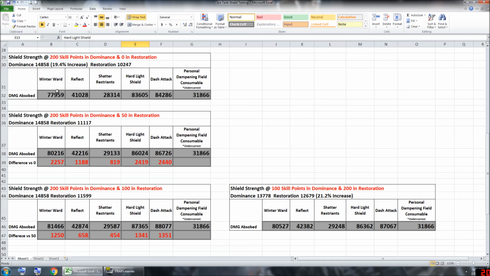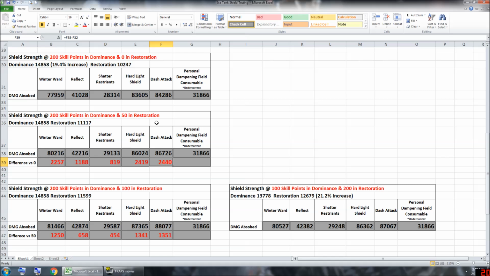So 200 skill points in Dom, 0 in Resto. So basically, almost maxing Dom, putting nothing in Resto. 77, 41, 28, 83, 84. So if I add 50 skill points in Resto, basically I get an extra 2,200, 1,100, only 800, 2,400, and basically 2,400 again. So basically by adding 50 skill points in Resto on top of your Dom, that's what you get in terms of extra shield absorption. Now, if I double that and put an extra 50 in Resto, so I got 200 skill points in Dom and 100 in Resto, I only gain an extra 1,200, 658, 454, 1,341, and 1,351.